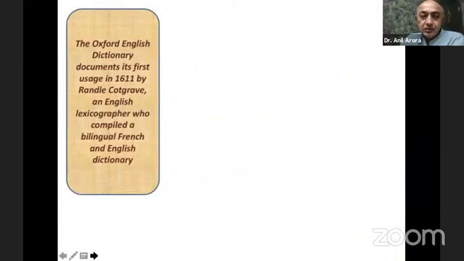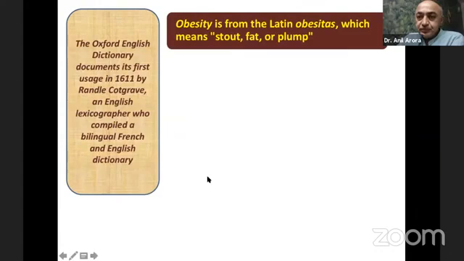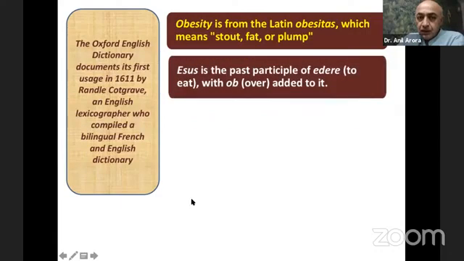In fact, the term obesity cropped up in the Oxford English Dictionary, and it was documented way back in 1611 by Randle Cotgrave, an English lexicographer who compiled a bilingual French and English dictionary. Obesity colloquially comes from obesitas, which means stout, fat, or plump. Esus is the past participle of edere, which means to eat, with ob added to it. So if you add ob to edere, it becomes obesity.